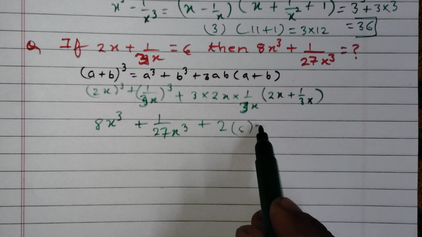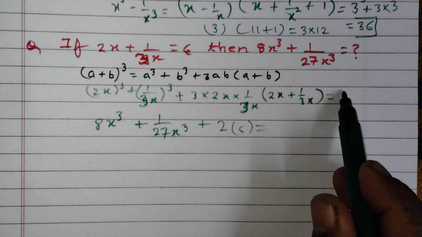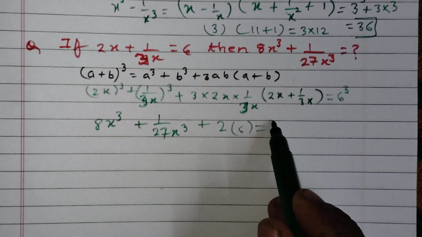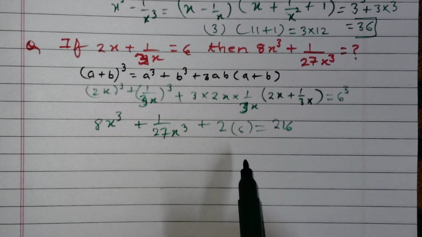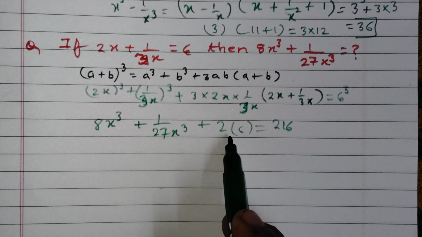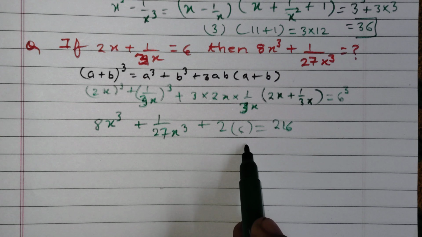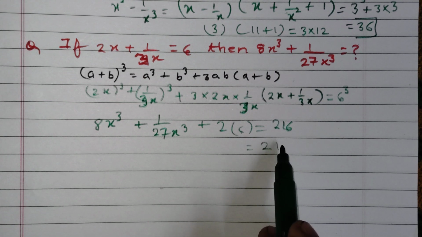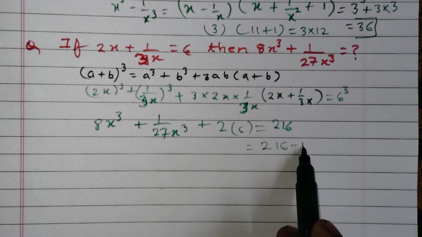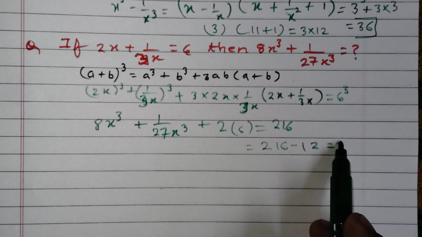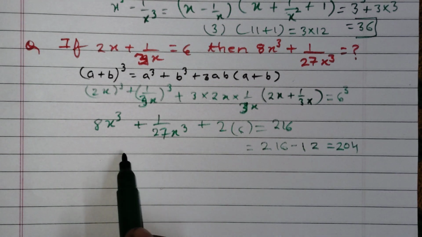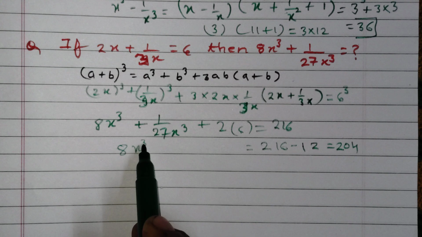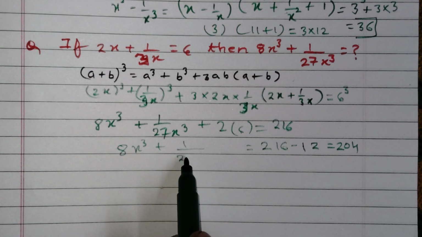Equal to cubing of the other side will be 6 cube, which is 216. Now 216, this 2 into 1 is 6, is subtracting, so we get 216 minus 12, that means 204 is the answer of 8x cube plus 1 upon 27x cube.